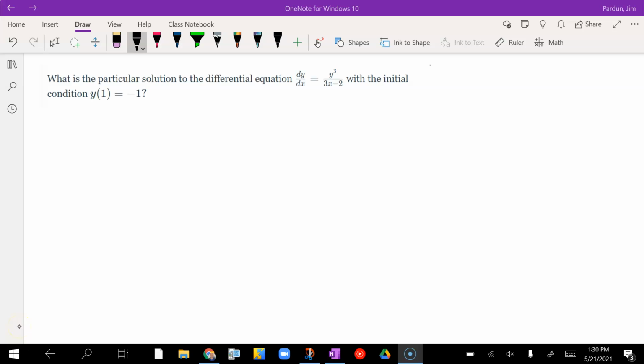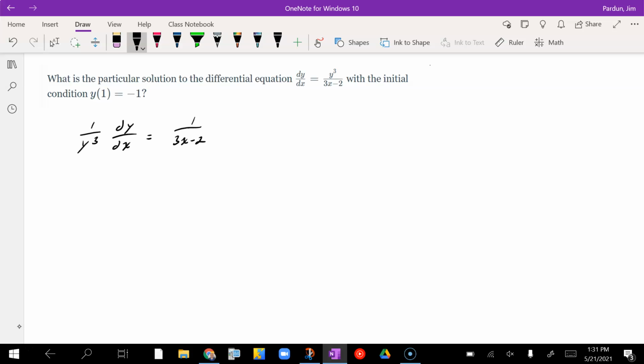So, as we know, the first step to solving a differential equation is to separate the variables. So I'm going to divide both sides by y cubed, or I can say multiply both sides by 1 over y cubed. So that gives me this. And that alone, that's the first step, separate the variables.